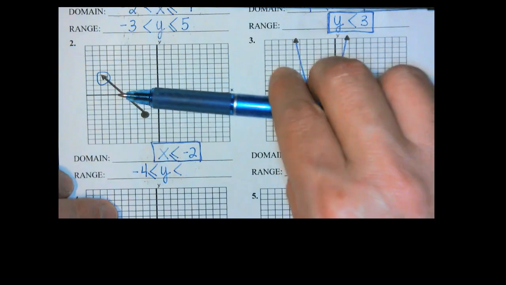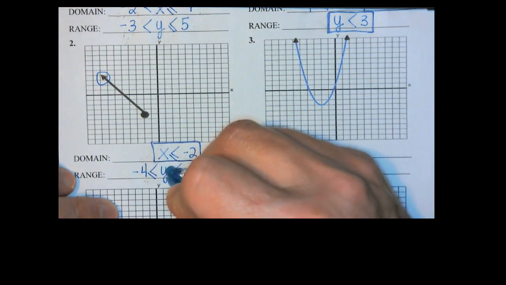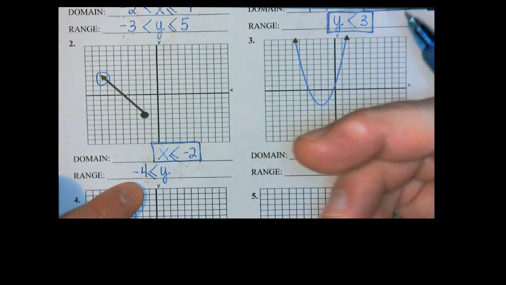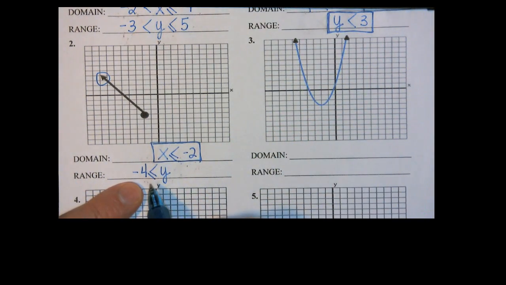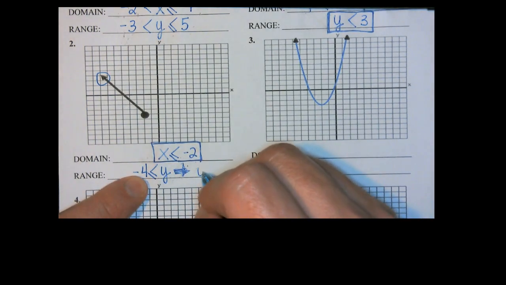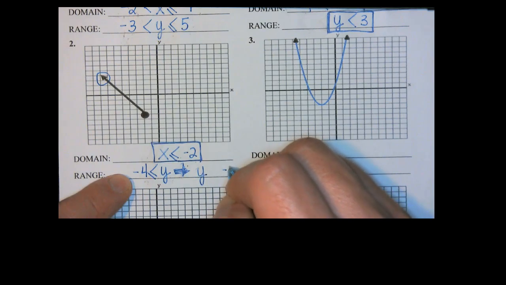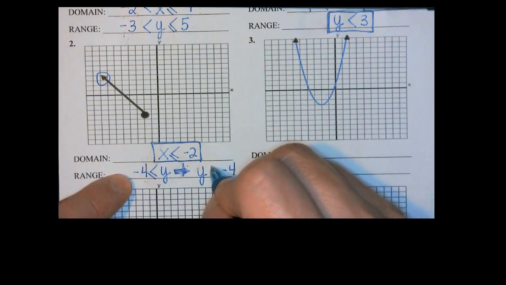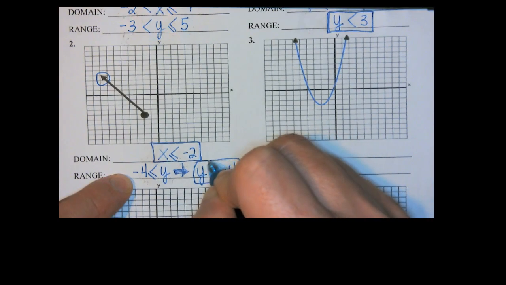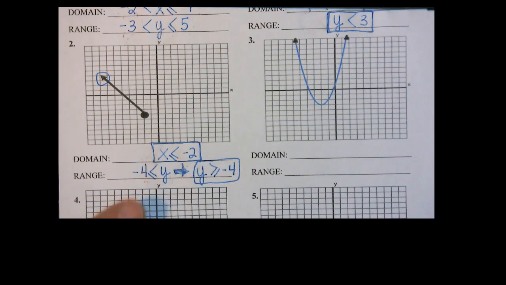And whenever I touch the arrow, I need to erase. And now I ask myself, is this my final answer? Well, to be my final answer, the letter has to be on the left, and it's not. So that means I'm going to rewrite, okay? And I'm going to make sure the letter goes to the left, the number goes to the right, and I'm going to flip the inequality sign. And there you go. That's my answer for this domain and range.